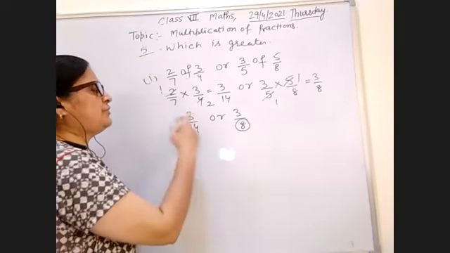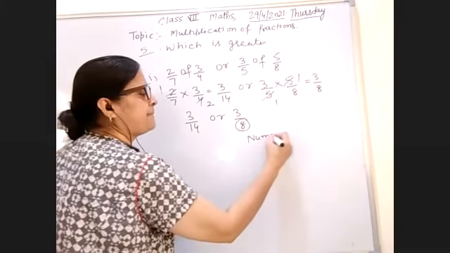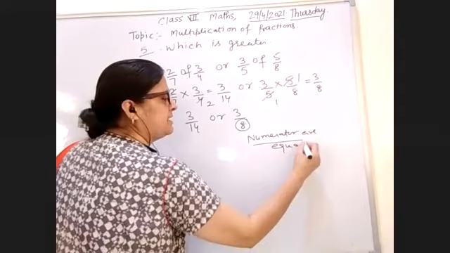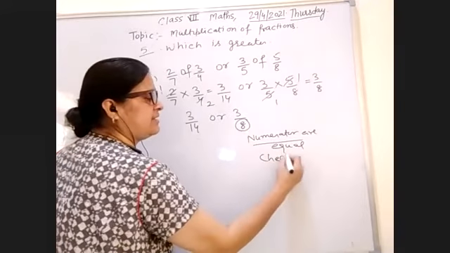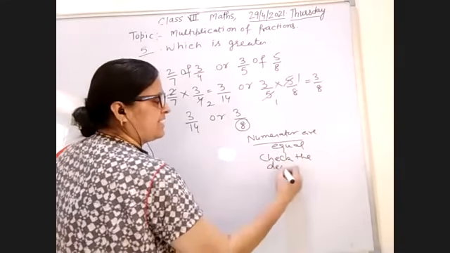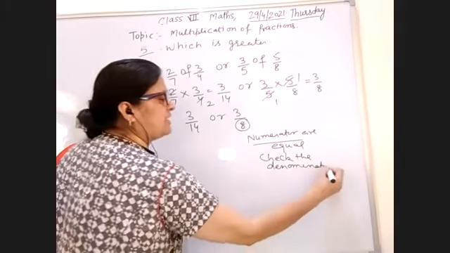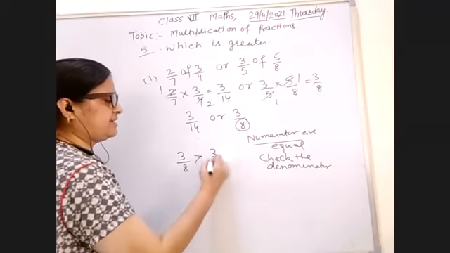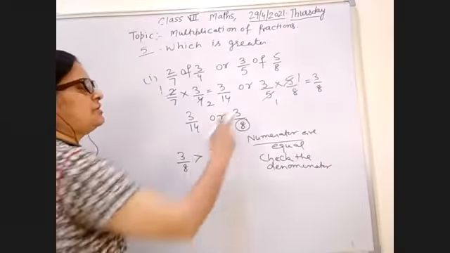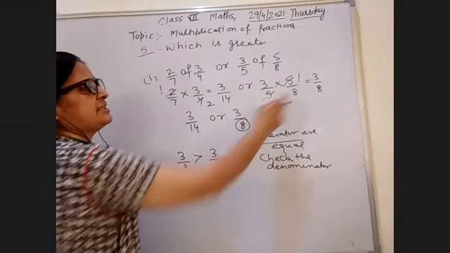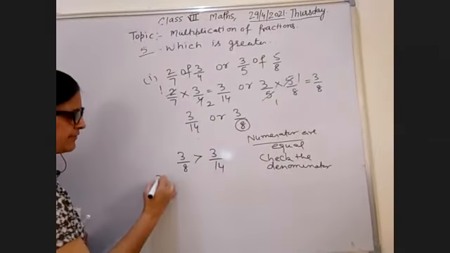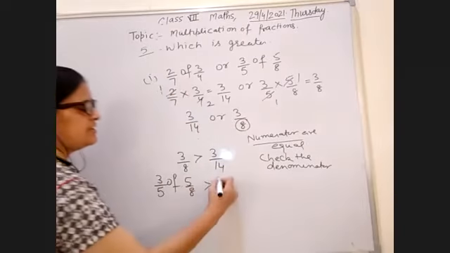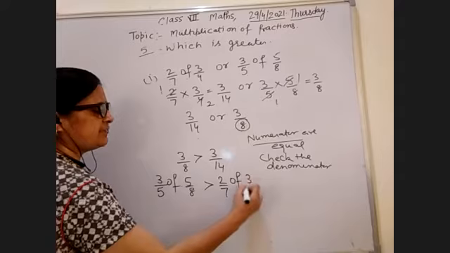So when the numerators are equal, then check the denominator, and the fraction with the smaller denominator is the greater part. So 3/8 is greater than 3/14. So which fraction is 3/8? 3/5 of 5/8 is greater than 2/7 of 3/4.